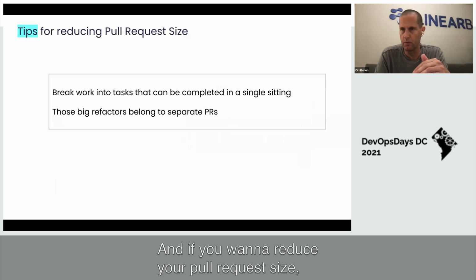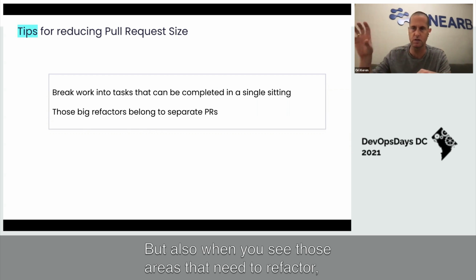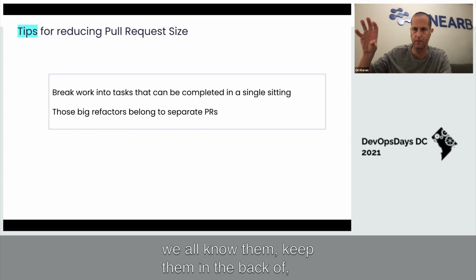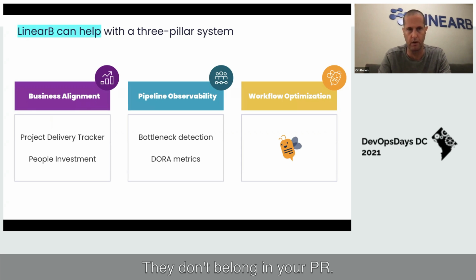If you want to reduce your pull request size, basically plan ahead and break the work into small chunks. But also, when you see those areas that need a refactor, we all know them, keep them in the backlog and come back to them, but in a separate PR. They don't belong in your PR.